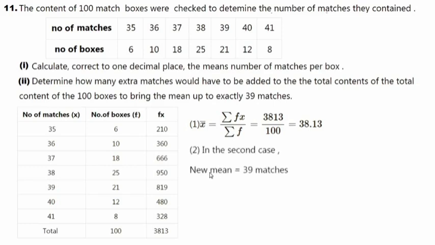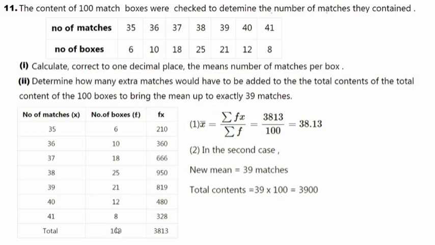So what am I doing is, see, in the second case it is given that the new mean is 39. You know that, right? So for that we need to make some addition, isn't it? So the total contents will be, see, we have exactly 100, right?